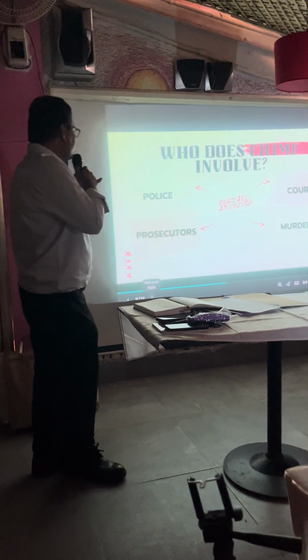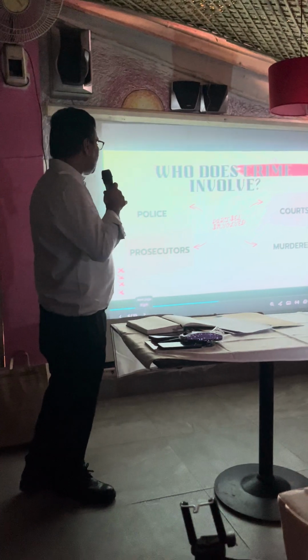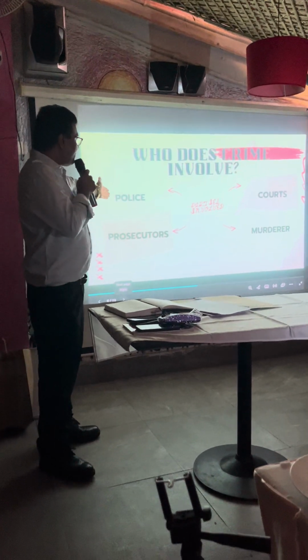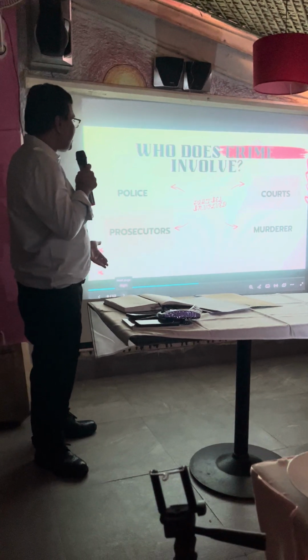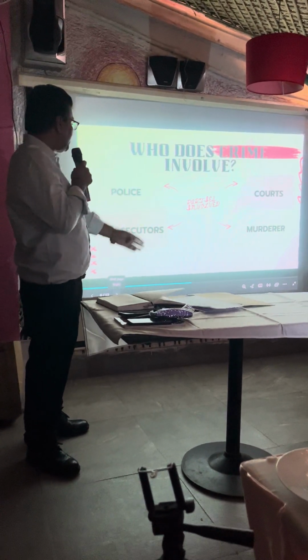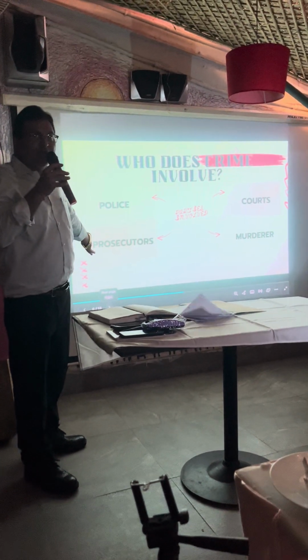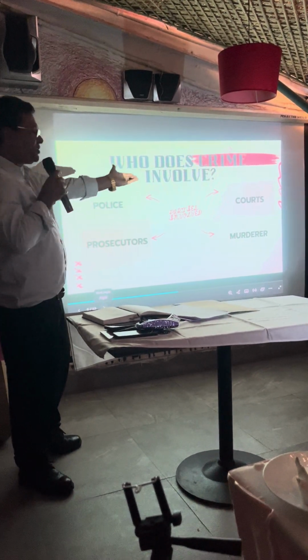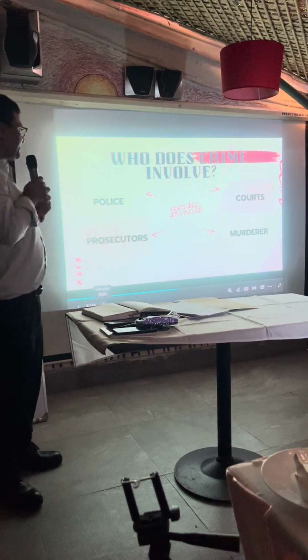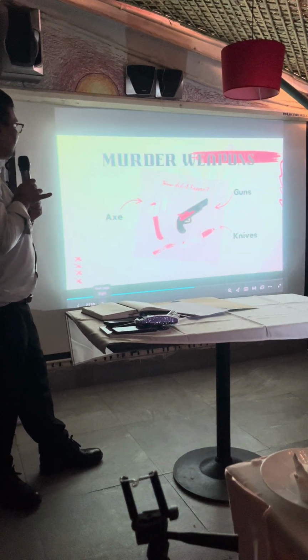Alright, now as you can see, what roles are involved. There would be an investigating agency which could be the police, CBI, CBCID. There would be an accused, the murderer. Then there would be prosecutors who would be prosecuting. Those are the state lawyers. And of course the courts which would be adjudicating. So they are the parties involved.